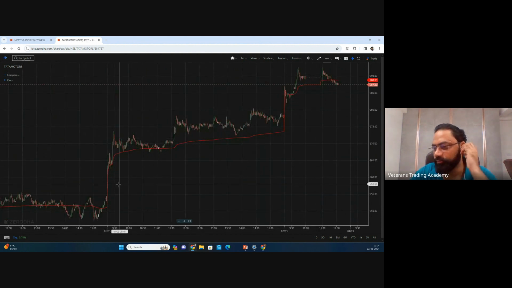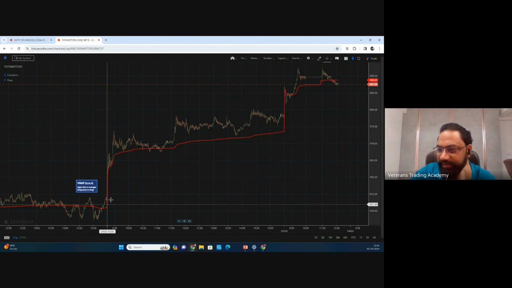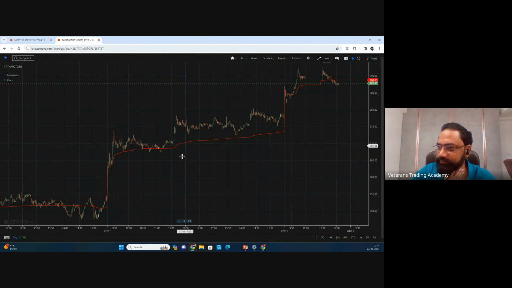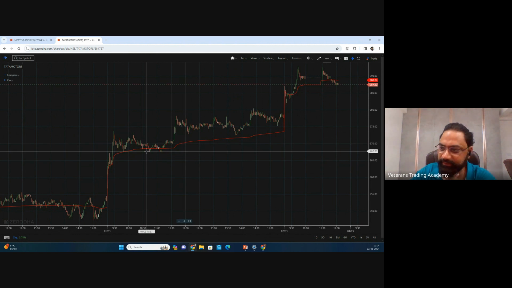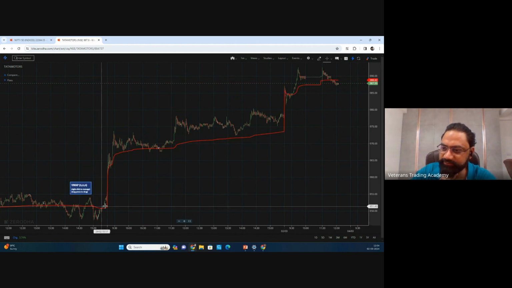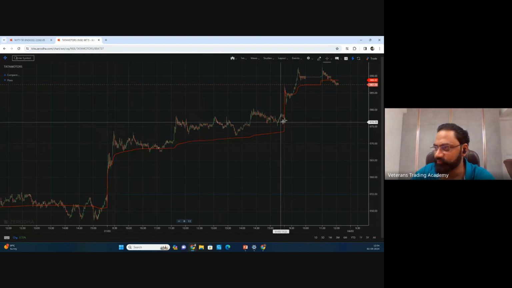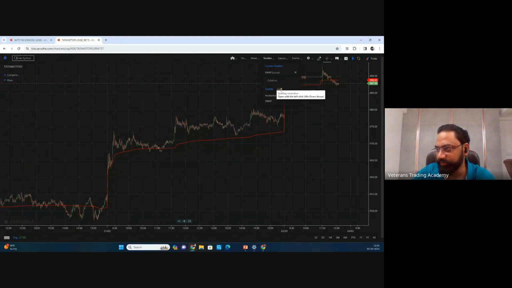If you add VWAP, it will show a line which will be a VWAP line, and this is for intraday trading only. This is the volume weighted average price, which will come very easily. You just go to studies and type VWAP, and VWAP will come and show you on intraday charts.